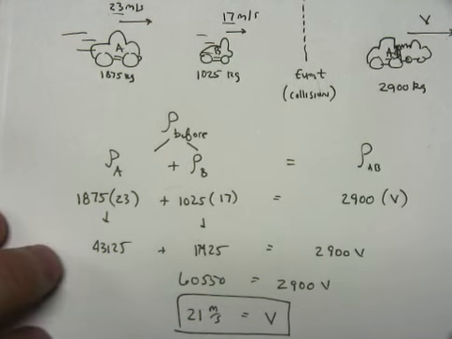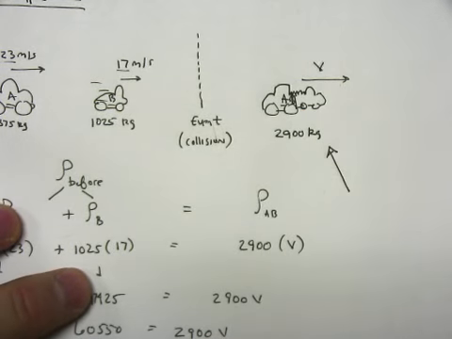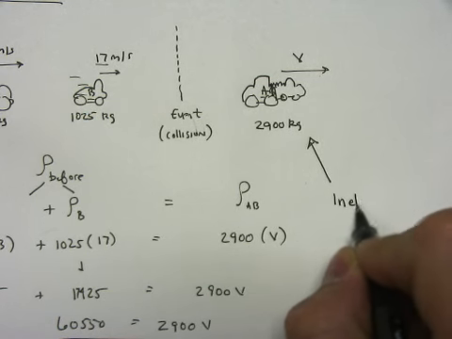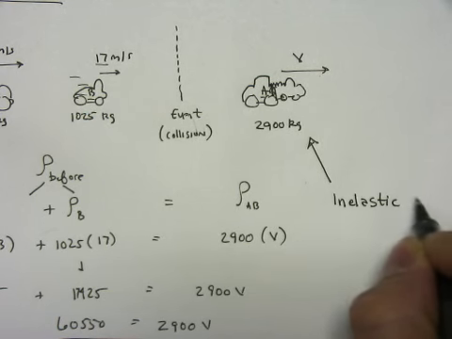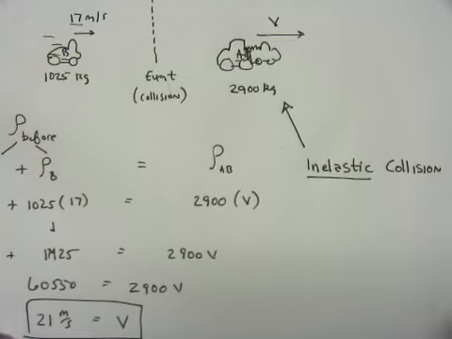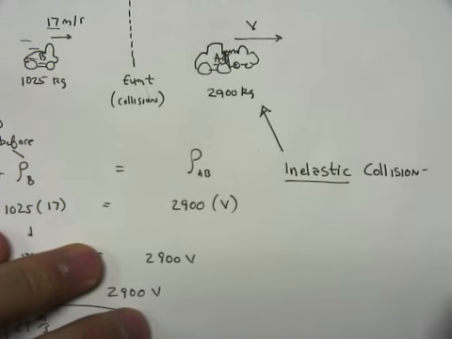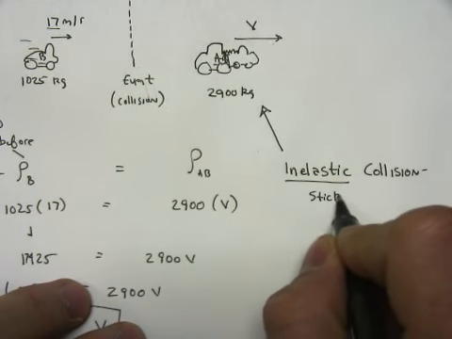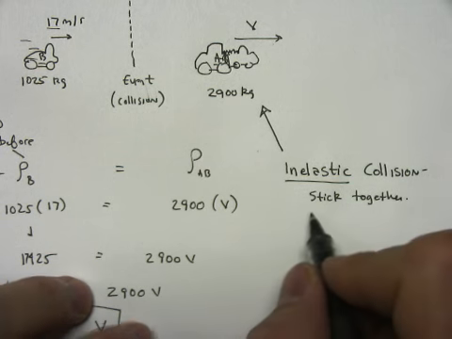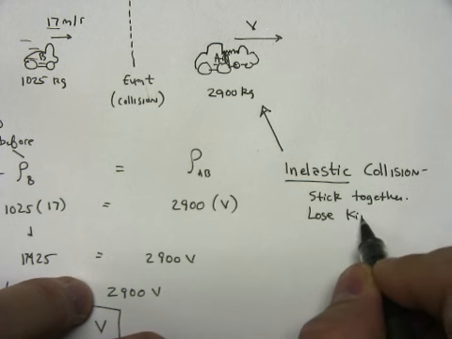Now, this also brings up a certain type of collision right here. This type of collision is called an inelastic collision. An inelastic collision is any collision where they stick together and you lose kinetic energy. That's the real definition.